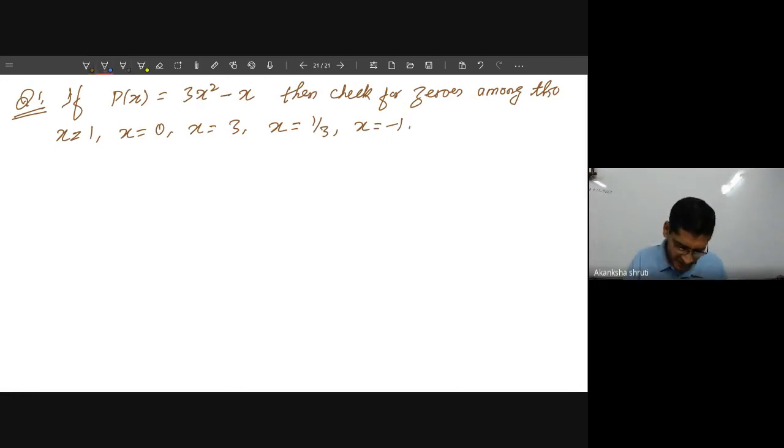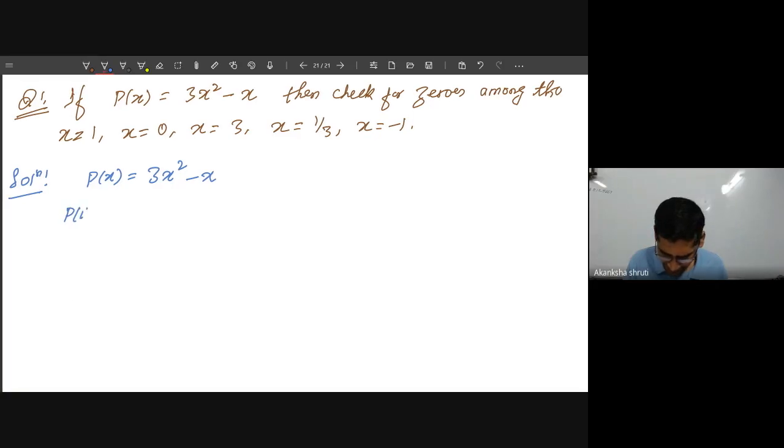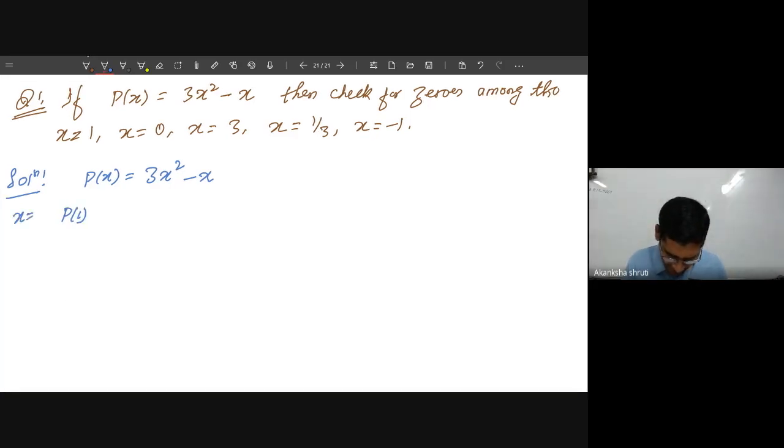Okay, student, the procedure is again the same. Whatever px is given, you rewrite it. Px is given as 3x square minus x. So what is the value of p1, that is, x equals 1? For x equals 1 we are calculating the value of p1. It becomes 3 into 1 square minus 1. So it becomes 3 minus 1, this is 2. So p of 1 is not equal to 0.